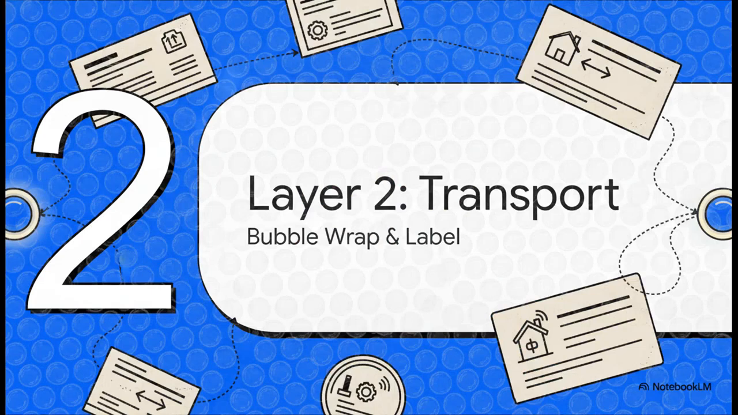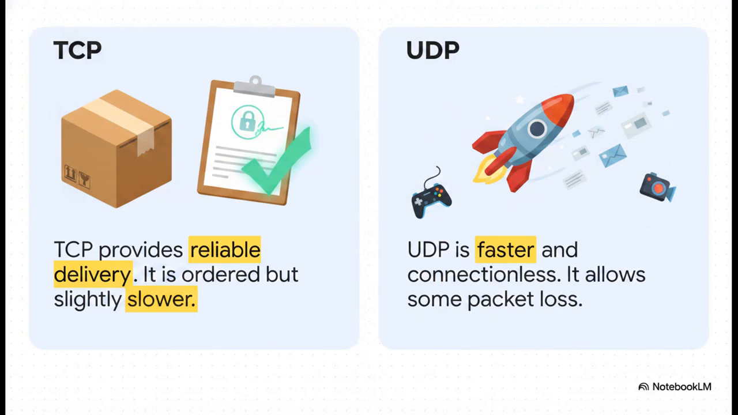Moving down to Layer 2, transport, the bubble wrap and label. At this transport layer, your data gets prepped for end-to-end delivery between processes, using specific ports so the receiving computer knows exactly which app the data is for. Now, this layer has 2 main delivery services, TCP and UDP. Think of TCP, the transmission control protocol, kind of like registered mail. It requires a signature. It guarantees reliable, ordered delivery. If a piece goes missing, TCP literally demands it be resent. It's perfect for loading web pages or emails where accuracy is absolute, non-negotiable.